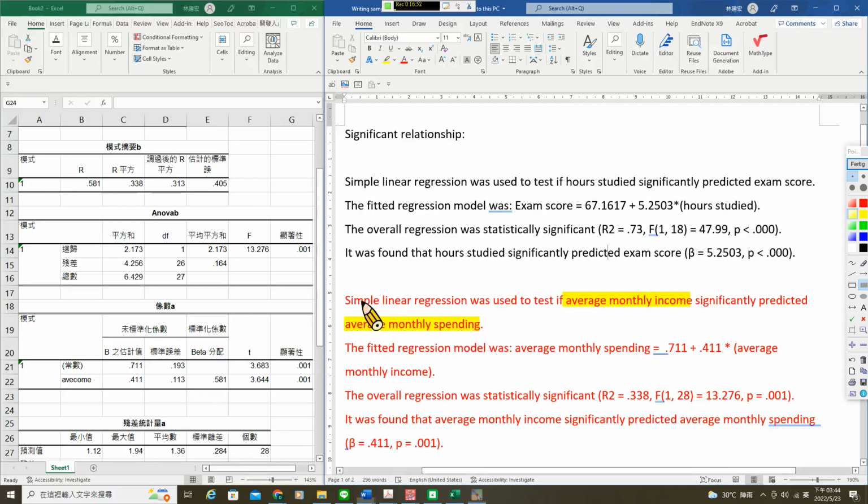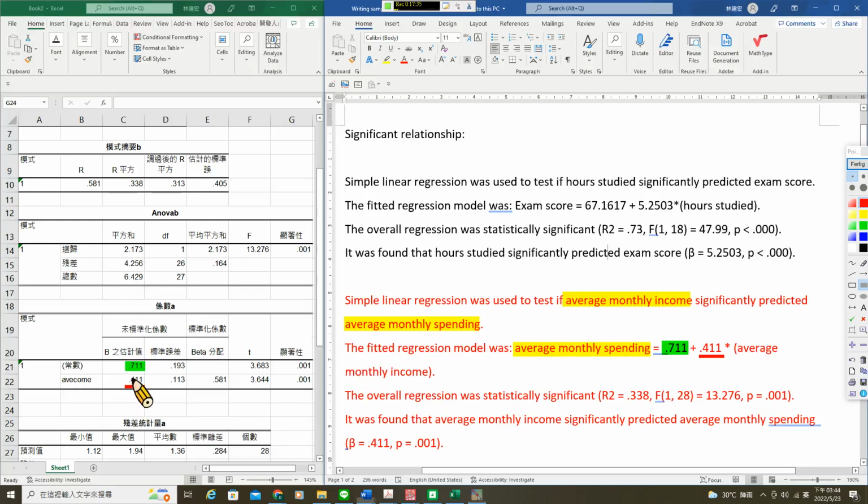So I report the test and the test target. And then I report the regression model. The fitted regression model was average monthly spending. Now comes out the idea. This one, beta value. 0.11 is here. Okay, be careful with this one. And plus 4.411 is here. And times average monthly income.